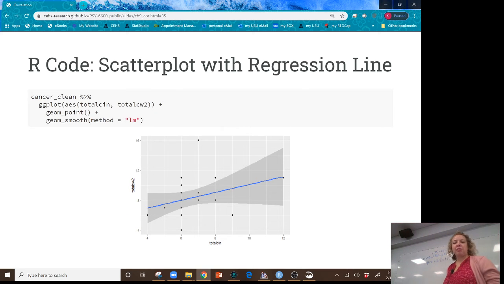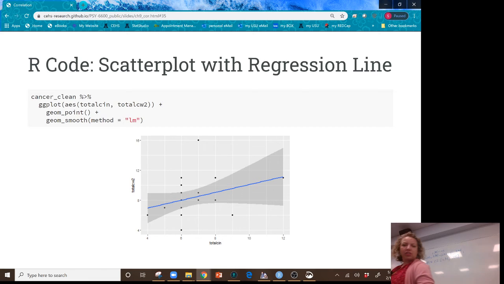Okay, so there's the scatter plot. To do a scatter plot, it's geom_point. If you want to put on the regression line, geom_smooth, method equals "lm" in quotes. The lm stands for linear model. It'll draw the regression line. And by default, it will do this gray band around it. That's the 95% confidence band for the mean.